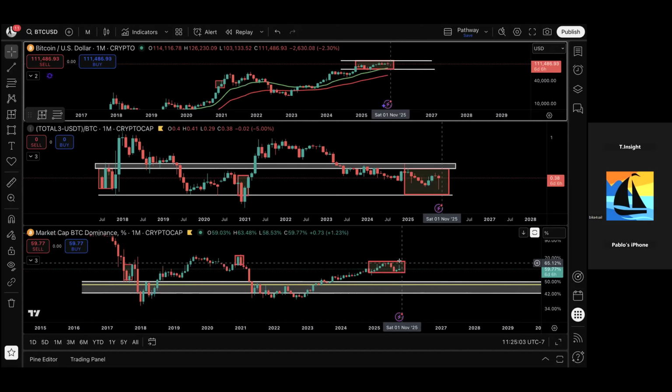So, let's say we break this level this month, hypothetically speaking. That would mean that we would see alt season in November. If we break this level in November, then we would see alt season in December. And I say this because obviously, when this is breaking, we are bottoming within the total.